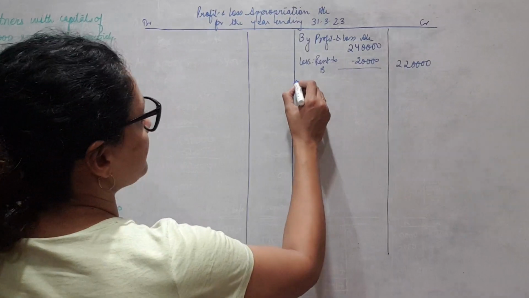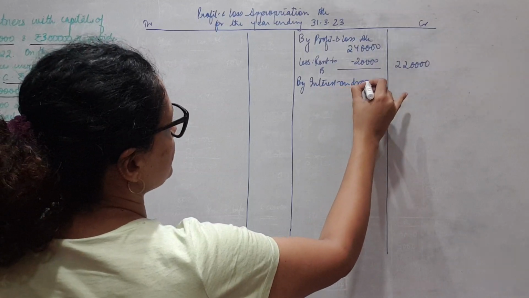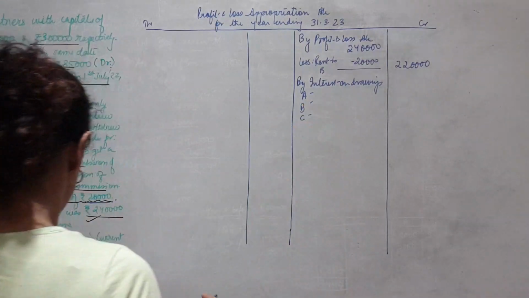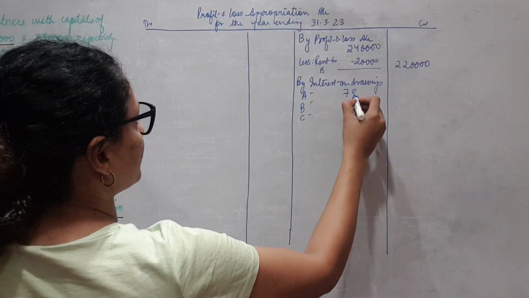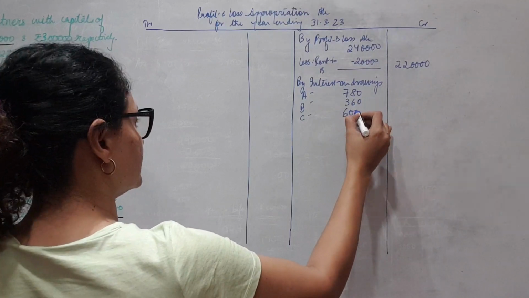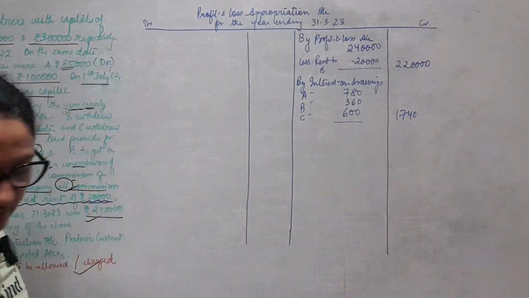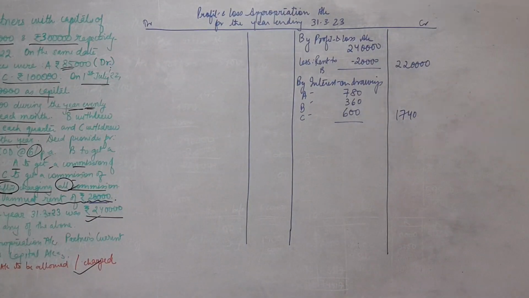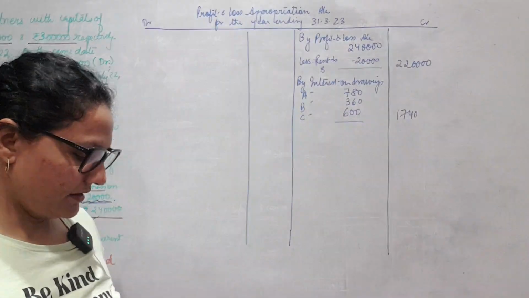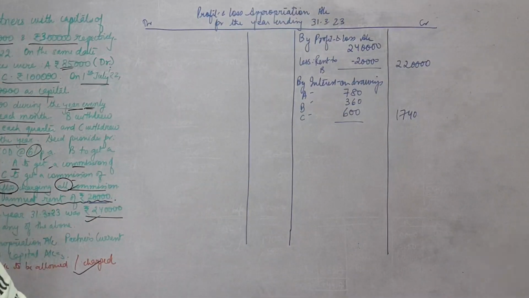Now, what else should come here? Interest on drawings. We have calculated for A, B, C. The interest on drawings were 780, 360 and 600. Yes, please check. And the total is coming to 1,740. Let's quickly add that and check once again: 780 plus 360 plus 600. So 1,740 is your interest on drawings.